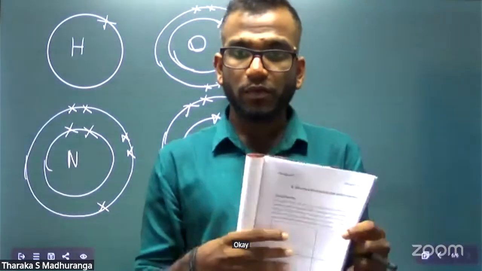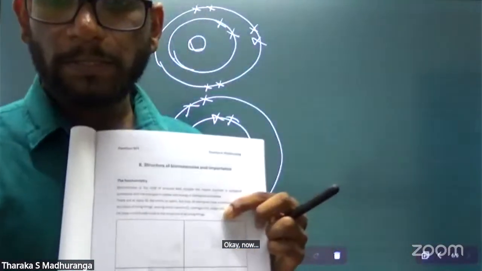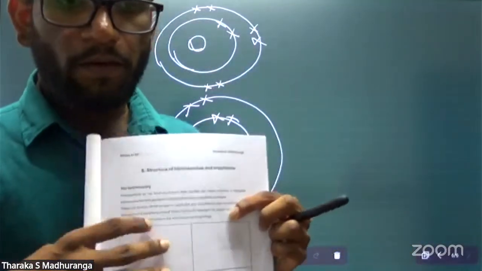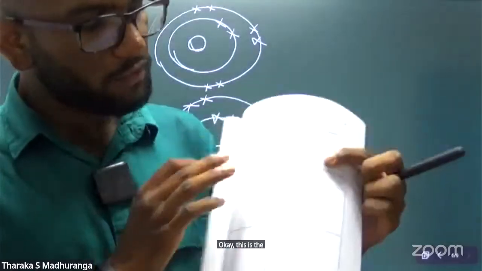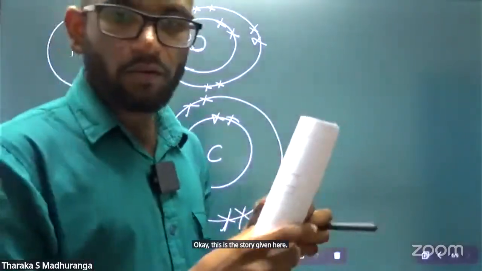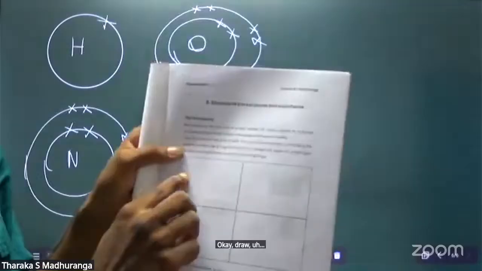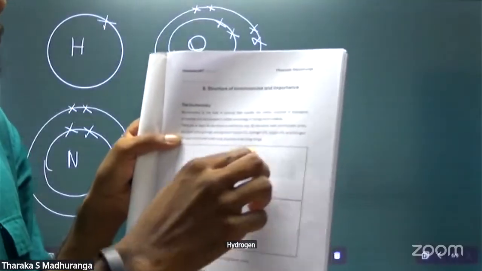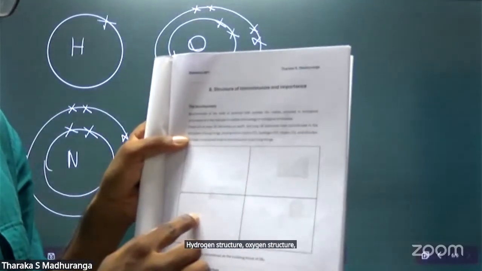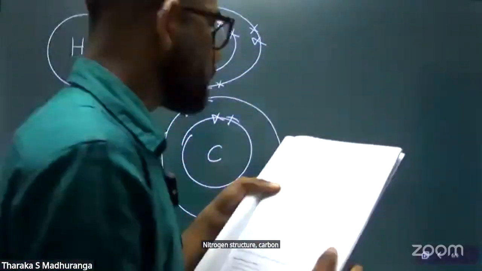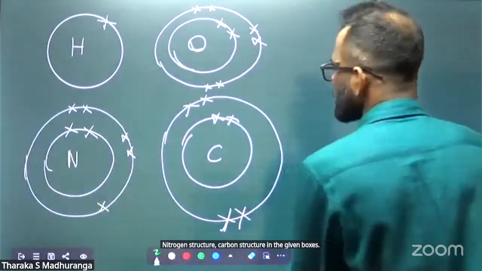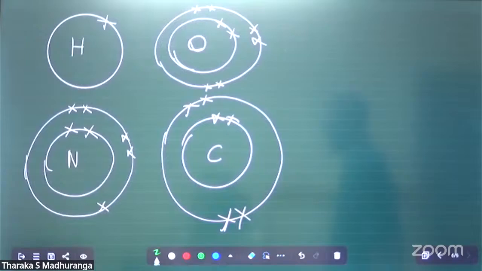Okay. Now, this is the story given here. Draw the hydrogen structure, oxygen structure, nitrogen structure, and carbon structure in the given boxes.